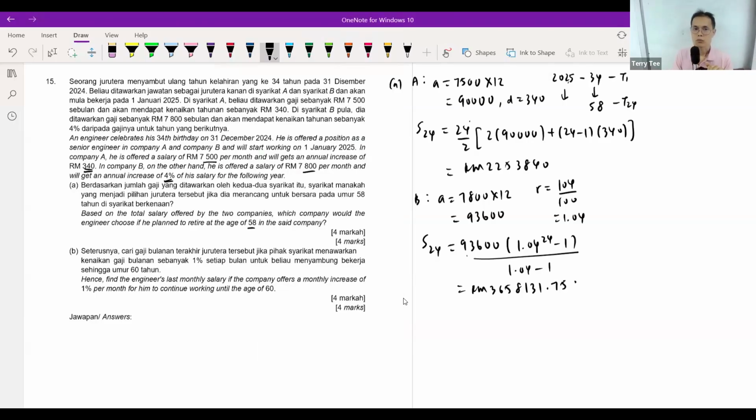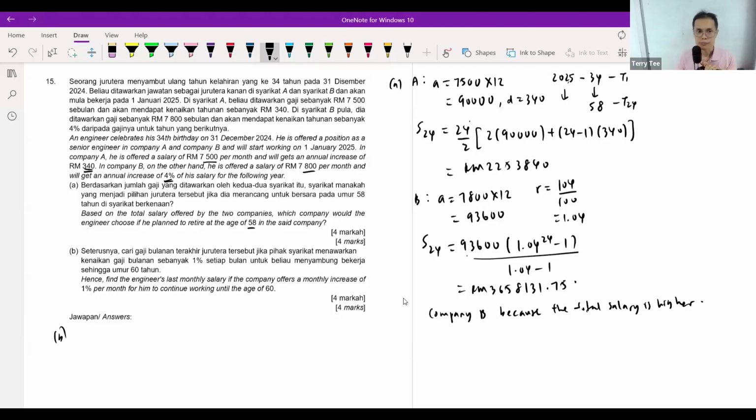Okay, so which offer should he take? Which one pays more? It's quite obvious, right? Company B, right? So which company should he choose? Answer, company B. Why? Company B, because the total salary is higher. Okay, that is the first part.